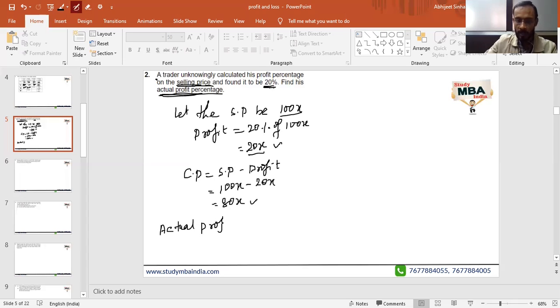As we know the profit is 20x and the cost price is 80x, we can find the actual profit percentage, and that will be with respect to the CP. So profit, which is 20x, with respect to cost price, which is 80x, into 100. This cancels out 4 times, and now this is 25. So the actual profit percentage is nothing but 25%. Are you getting it? Yes, sir.